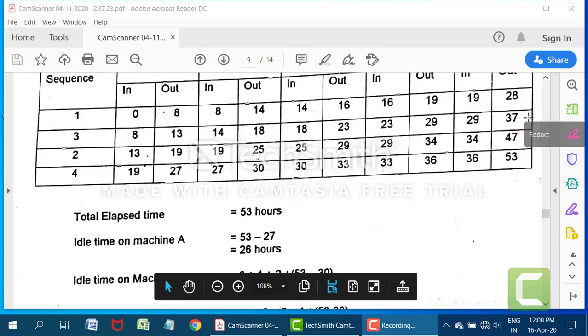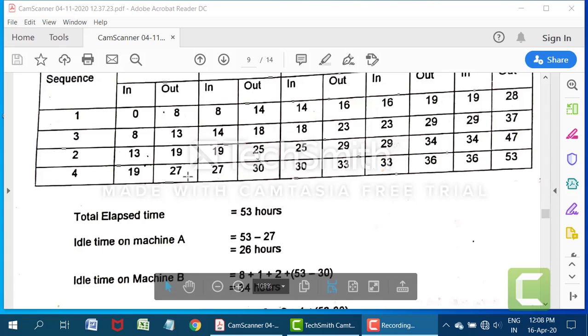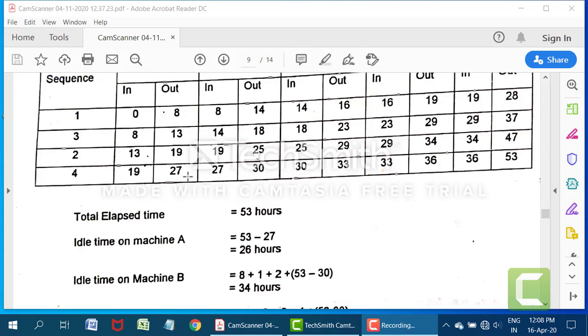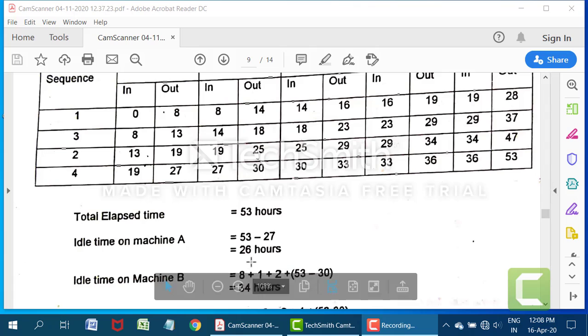So the total time is 53. Idle time on the machine equals 53 minus 27. The total time taken is 53, and machine A has completed the work on all the jobs by clock time 27. Thereafter, machine A was idle. Hence 53 minus 27 is the idle time. If it is in hours, write it as hours.